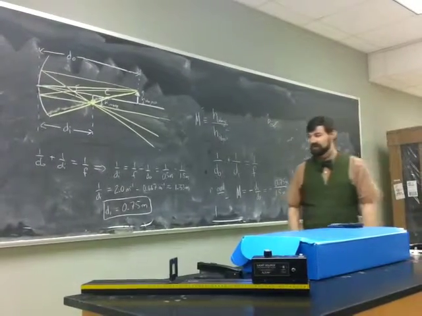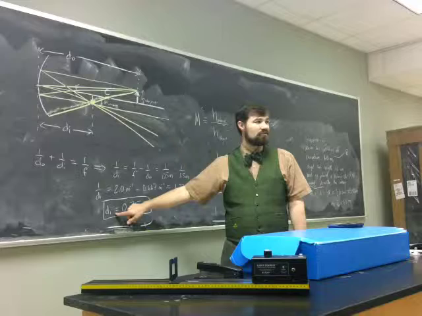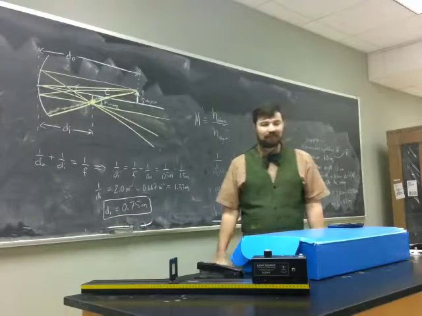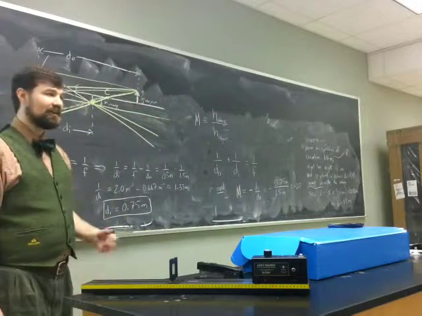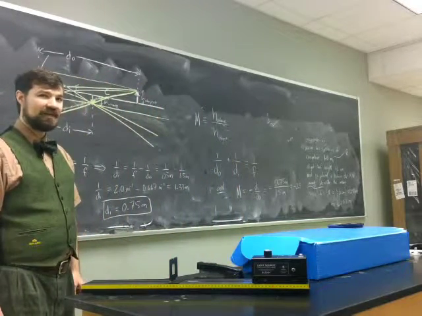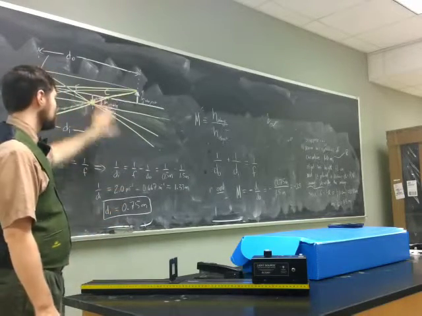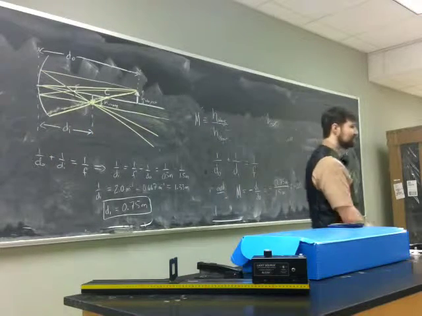What we do is we look at the sign of the answer for the image. If it's a positive number, that means that we have a real image. If it's a negative number, it means we have a virtual image. And we have a positive number here, so that matches our expectation that we get a real image.